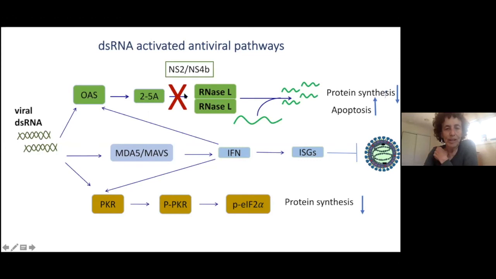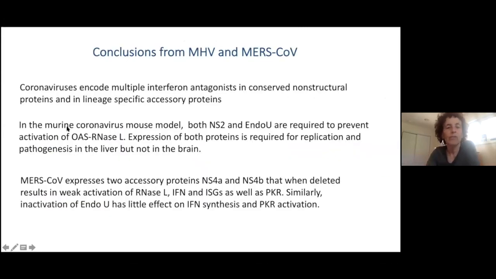We know that NS2 and NS4B act at this step, preventing RNase L activation. NS4A binds to double-stranded RNA and has some effect on knocking down these pathways. And Endo U also causes a reduction in the accumulation of double-stranded RNA. But these proteins have different effects in the two different viruses.